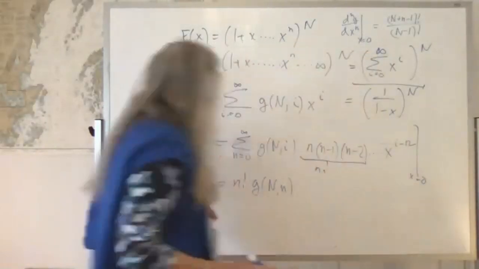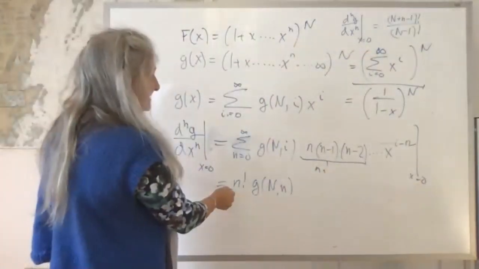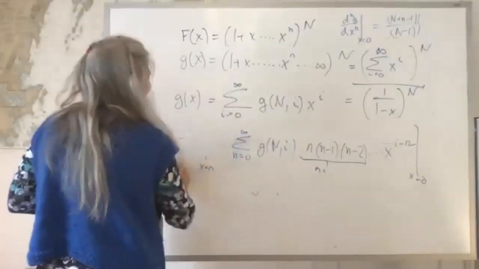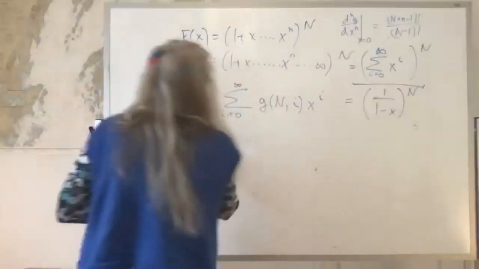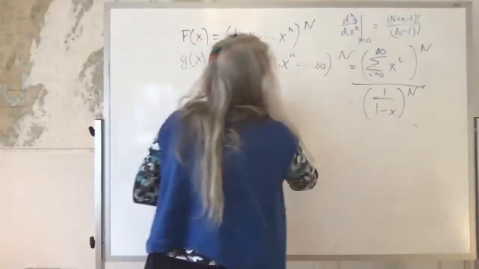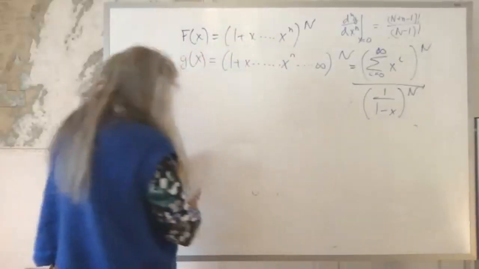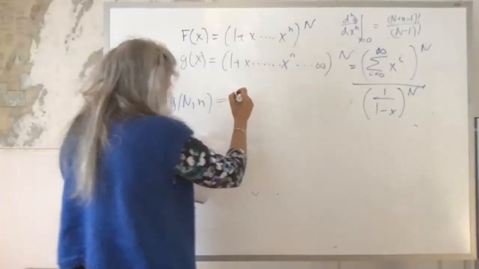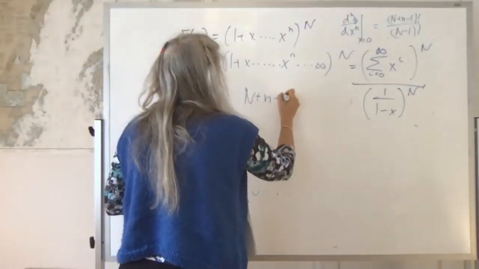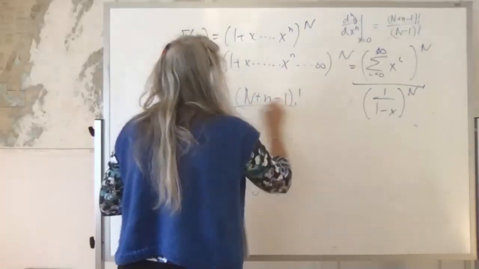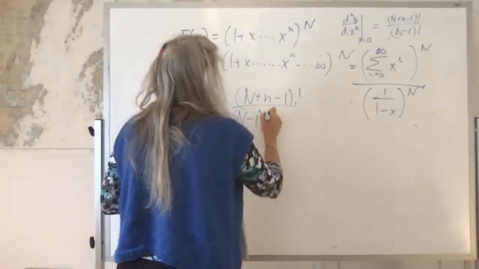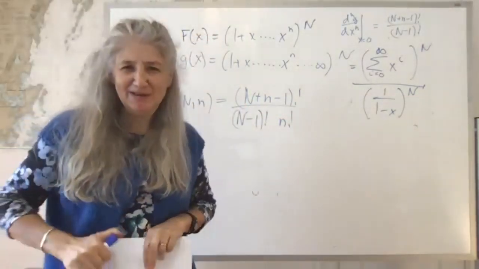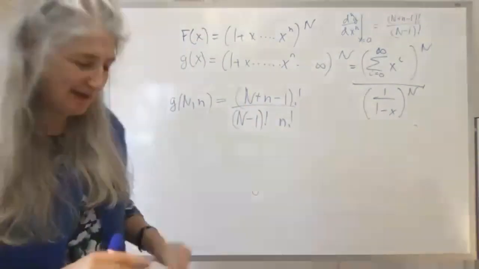x equals 0. So now I set this equal to that, and the answer is exactly what we wanted. g of n equals (n plus n minus 1) factorial over (n minus 1) factorial times n factorial. So that was a partition number combinatorics example.